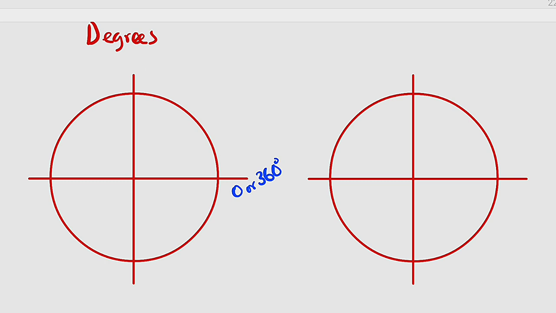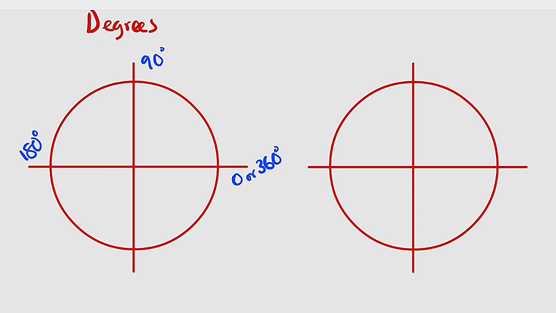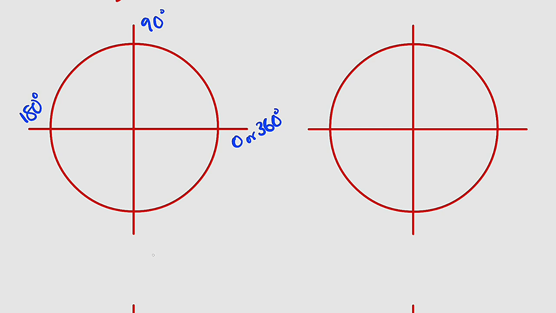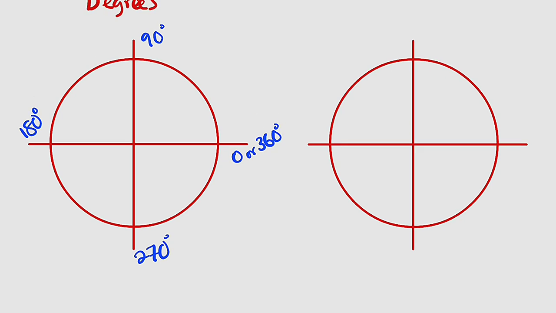So we have 90 degrees here, another 90, making 180. Therefore, this is 180 degrees, right? Another 90, times 3, will give us 270 degrees. Another 90 will give us a complete circle, which is 360 degrees. But remember, we have learned that the total radian around a circle is 2 pi, right? So this could either be 0 or 2 pi.